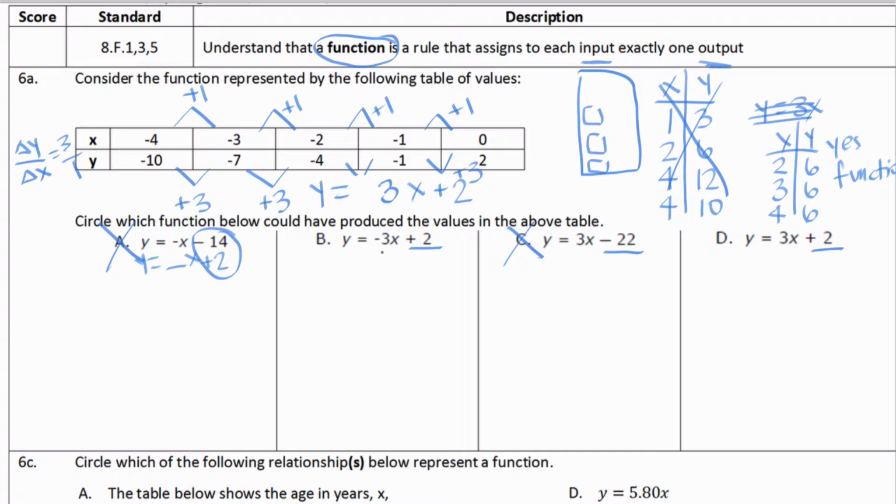Well, this one has a negative slope. Negative 3 is my slope. This table is not decreasing in value as the x's increase, so it's not that one. So I'm left with D.